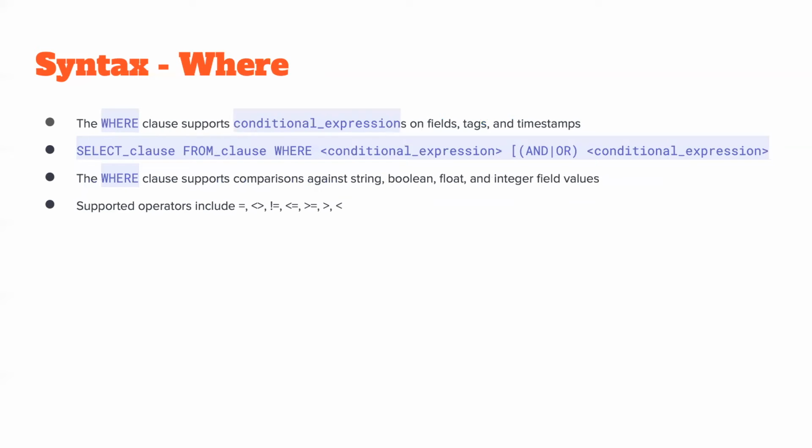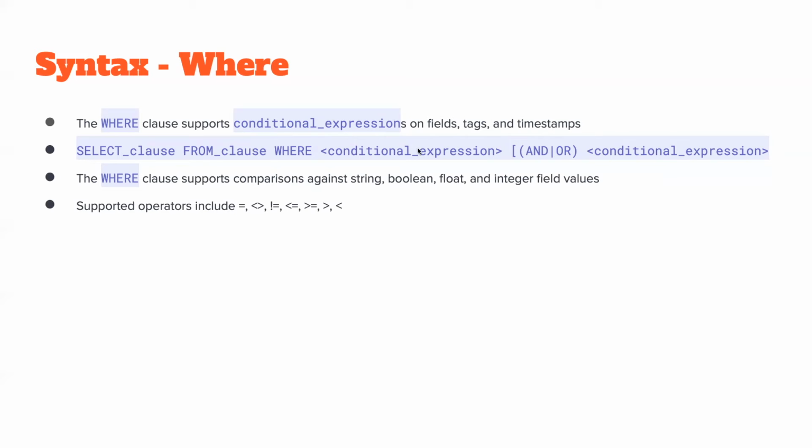And finally, the where clause. The where clause supports conditional expressions on fields, tags, and timestamps. If you remember from MySQL, the where clause acts as a conditional statement where you can weed out some data so your select and from clause can function properly. Right here in the second bullet point, you can see a kind of complete InfluxDB statement. So you're doing a select clause, then a from clause, and then a where clause, and then you can see a conditional expression right here.